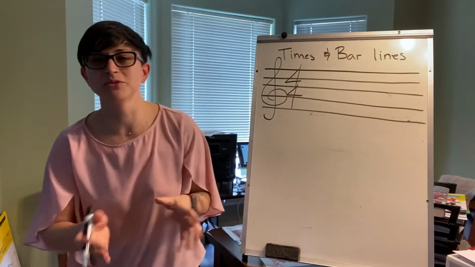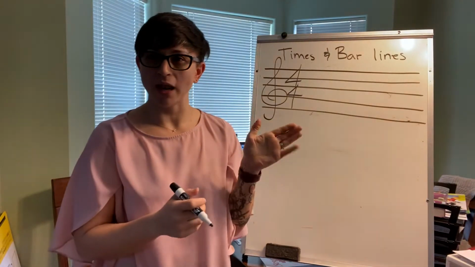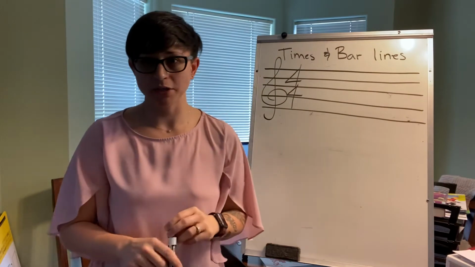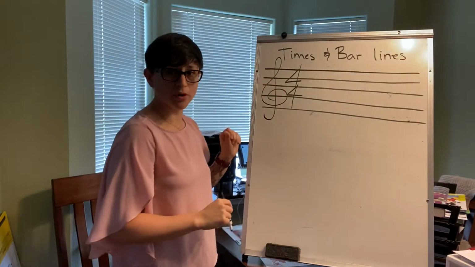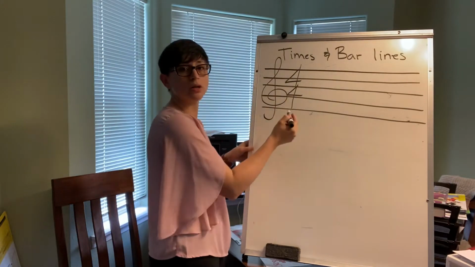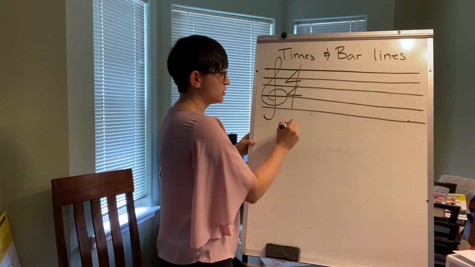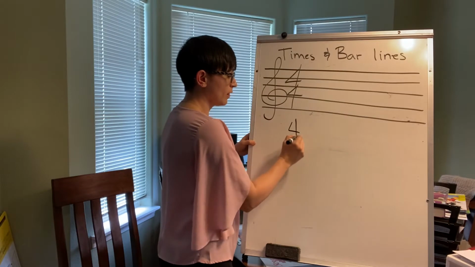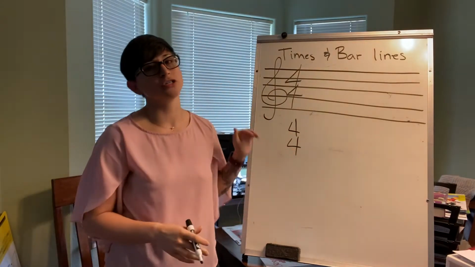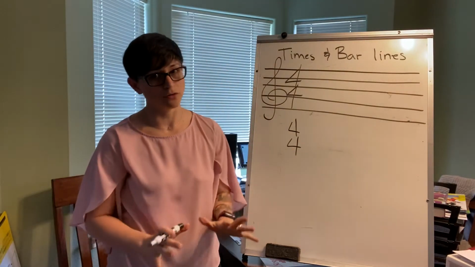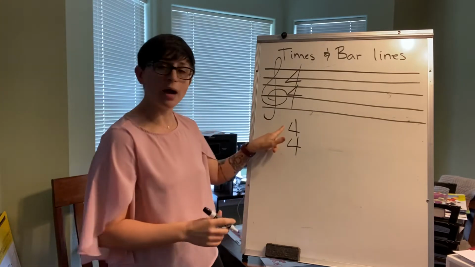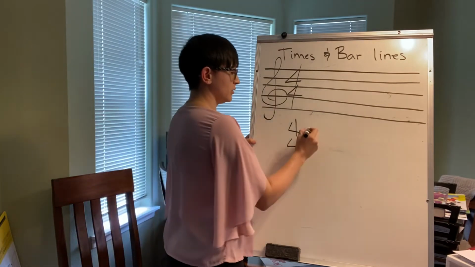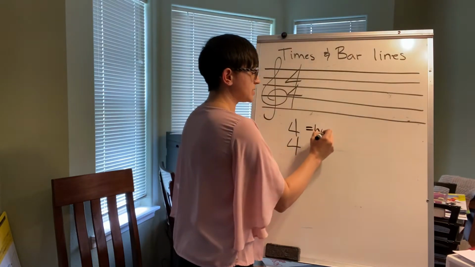All right, you guys, welcome to Theory Week 2, Times and Bar lines. We've already talked about time signatures a little bit, but just to recap, your top number in a time signature. So right now we're going to look at 4/4 time. It looks like a fraction just without the line, so it's not 4/4, it's not a whole, okay? It's 4/4 time. Your top number is going to tell you how many beats in a measure.